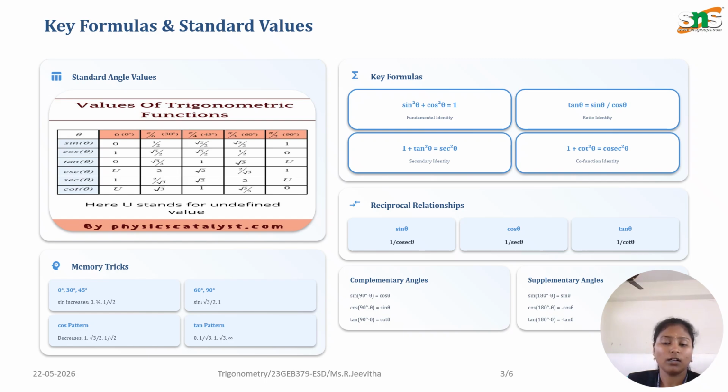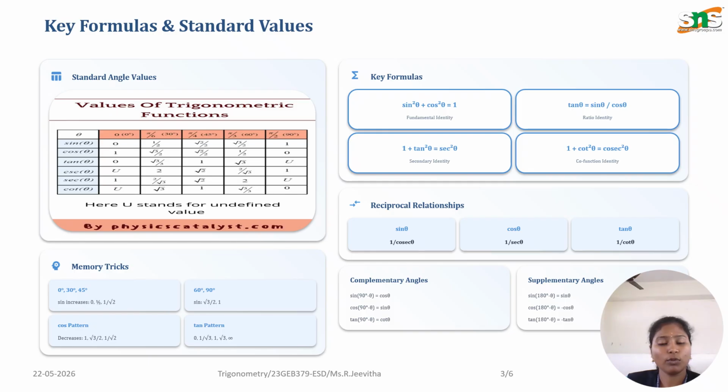It goes 0, 1 by 2, like that. Then cos and tan follow from this. Now what about cosine? Don't learn new numbers. Just take that exact same row of sine, flip it backward and write it down. Cosine starts at the top and drops down.